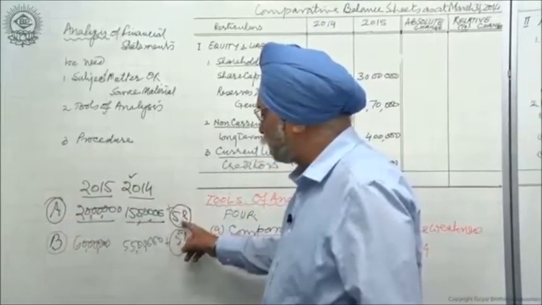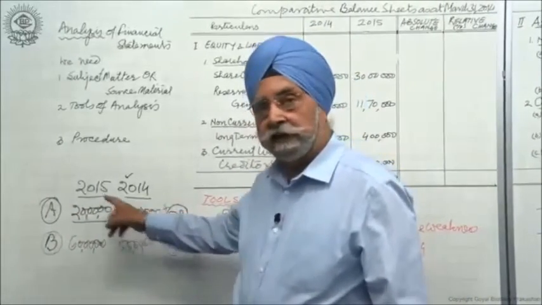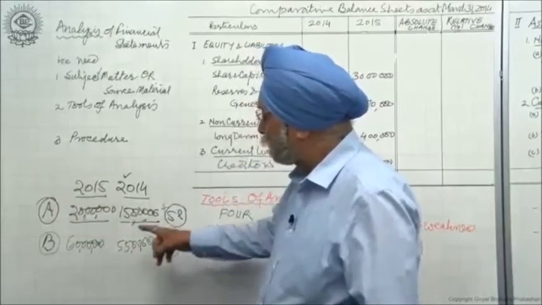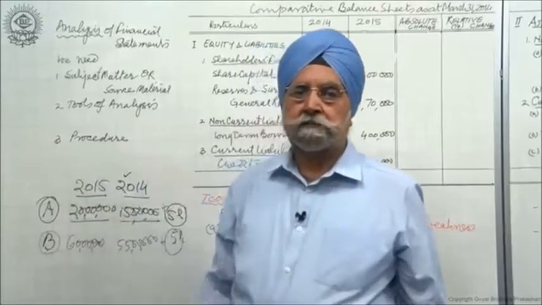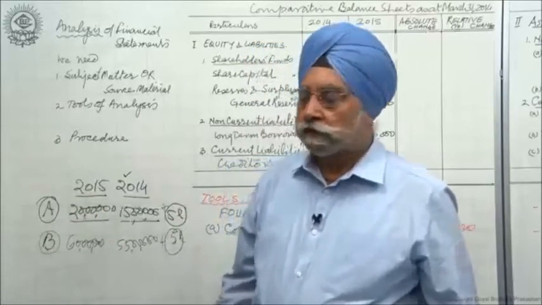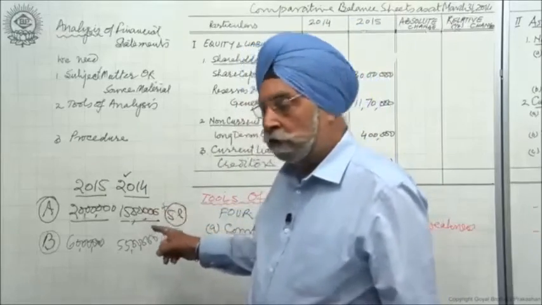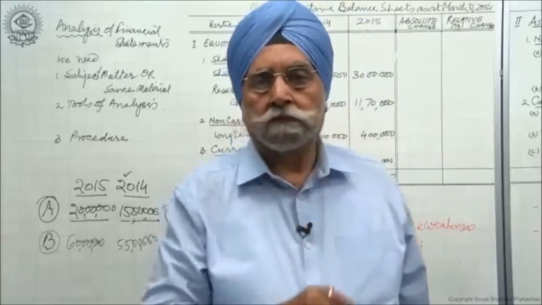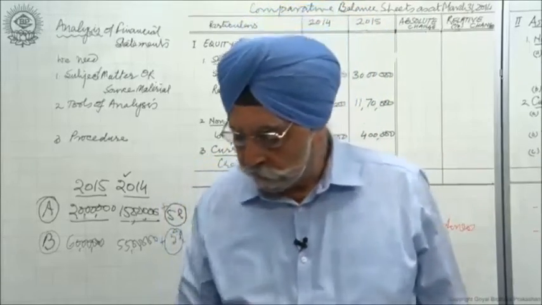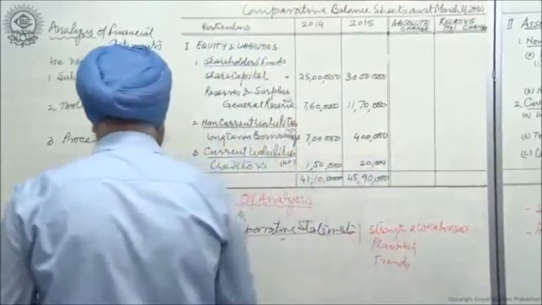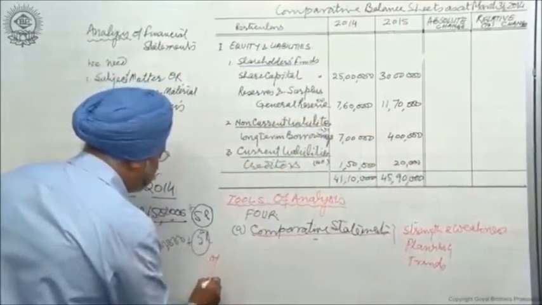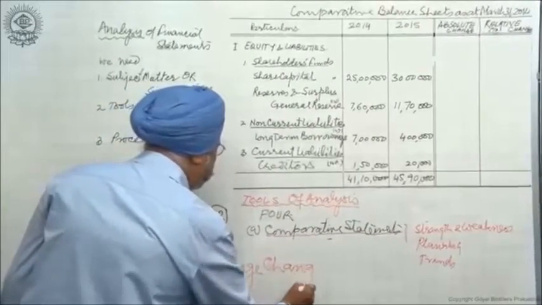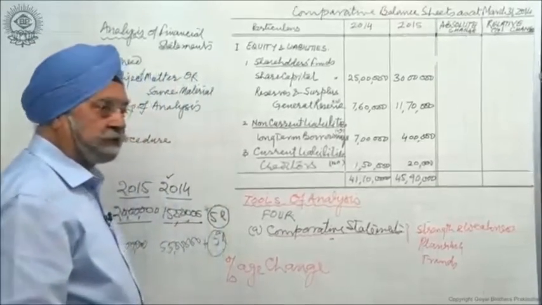Look here, this profit has increased from 15 lakhs to 20, and this profit has increased by 5 from 55 to 60. So if we simply depend upon these figures, our conclusion will be wrong. What we have to find out is what we call percentage change.